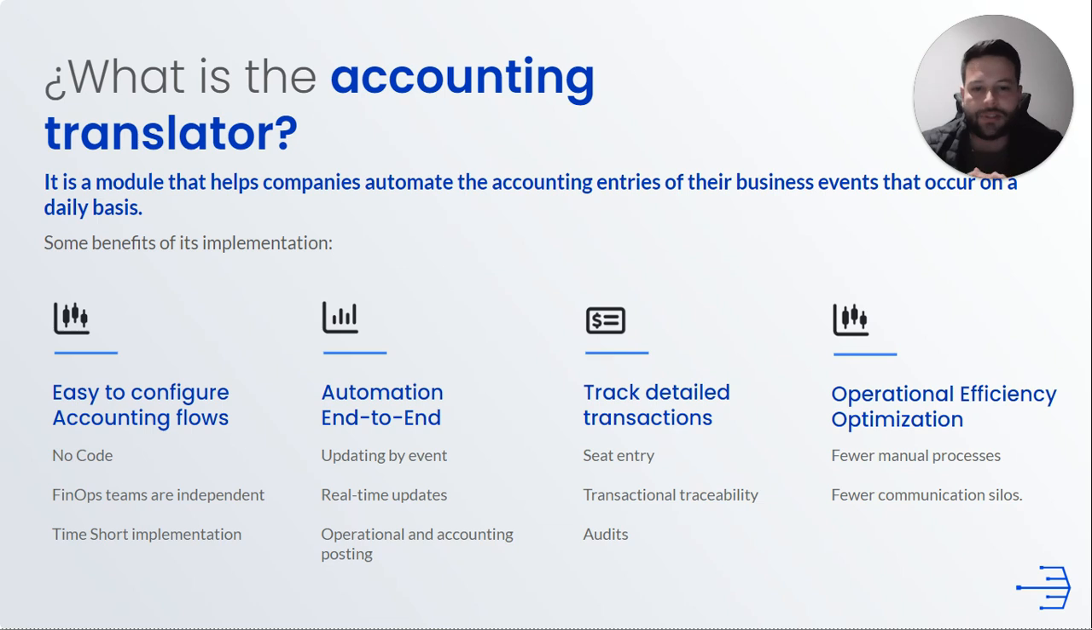You can track detailed transactions with the seed entries, with the audits, or the transactional traceability. Also, it's an end-to-end automation, with updates by events and real-time updates. There you have an easy process to configure our accounting flows, with the no-code that we use. The FinOps teams are independent, and also it's a short period of implementation. And finally, you can have operational efficiency optimization with fewer manual processes and fewer communication silos.